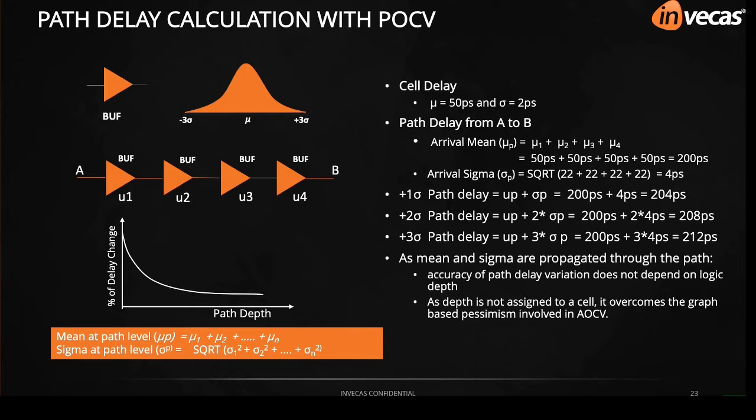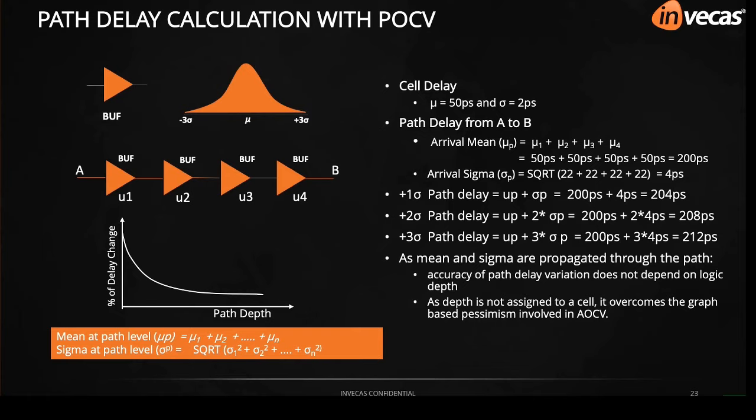And if you want to consider the overall path delay using 2 sigma, it is 208 ps, and for 3 sigma it's 212 ps. So whatever sigma value is chosen for that particular technology and for that particular foundry guidelines, we are going to take that value, and that value is going to be used for the timing sign off.